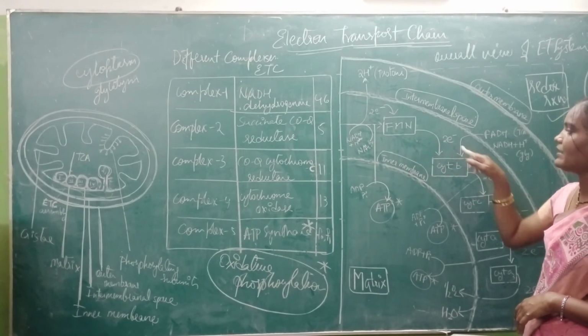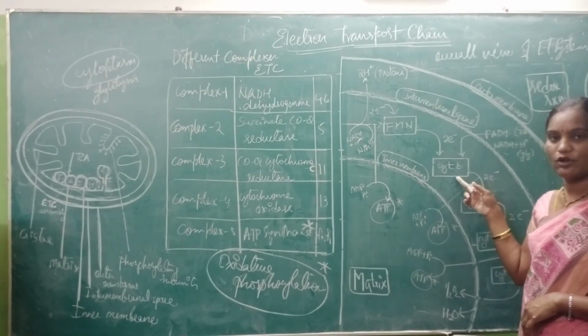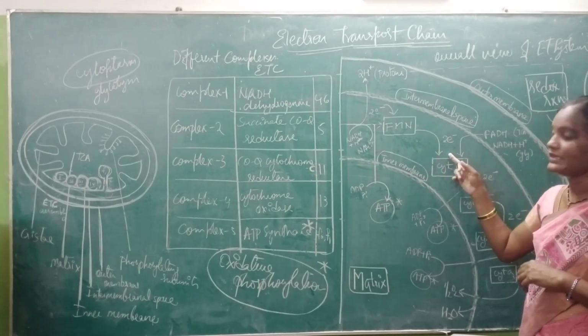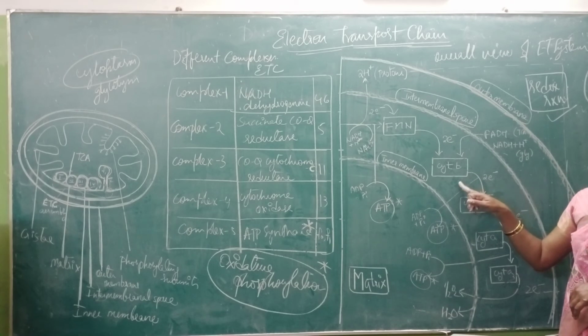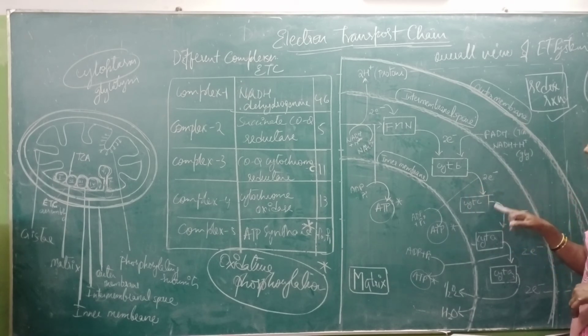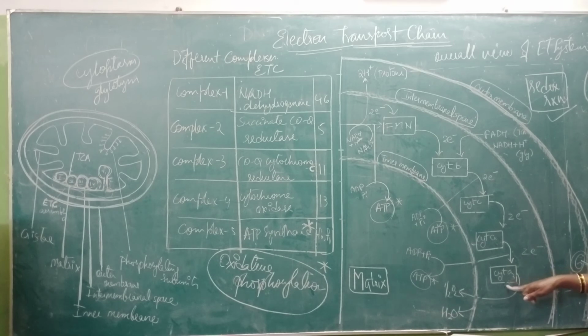Next, FMN will again give up 2 electrons to the cytochrome B complex. So this is oxidized form and this is reduced form. Again, cytochrome B will give up 2 electrons to the cytochrome C complex. This is oxidized form and this is reduced form. Next, cytochrome C will give up 2 electrons, and this is converted into oxidized form and this into reduced form. Again, cytochrome A will give up 2 electrons to the cytochrome A3 complex. So this is oxidized form. So this cytochrome A3 is known as reduced form, isn't it?